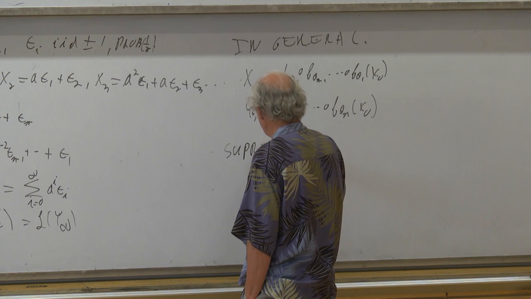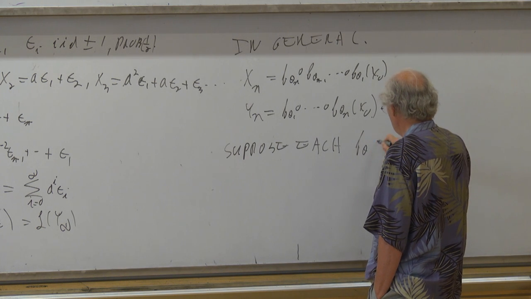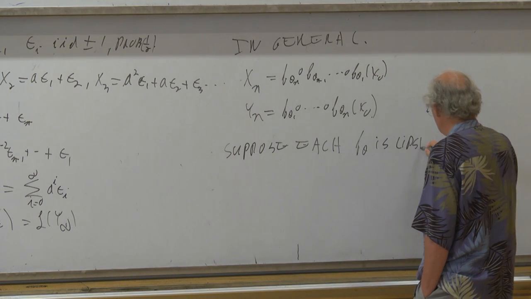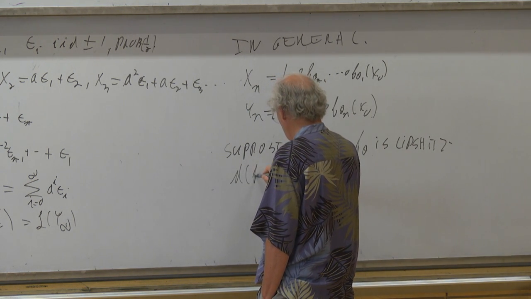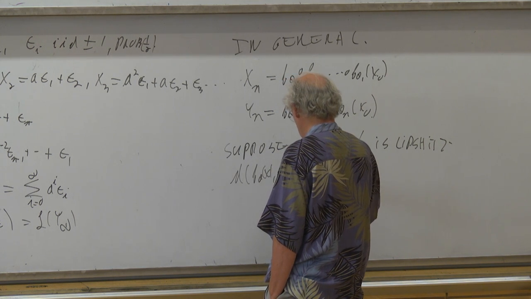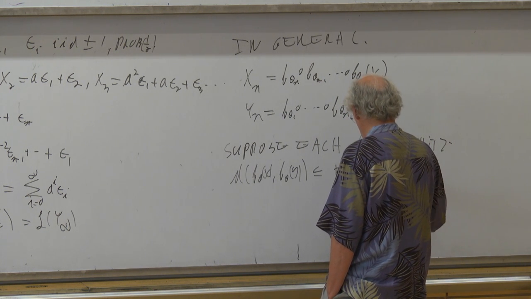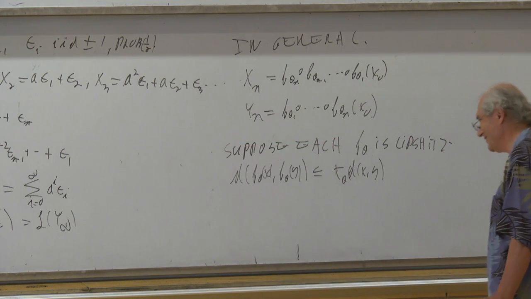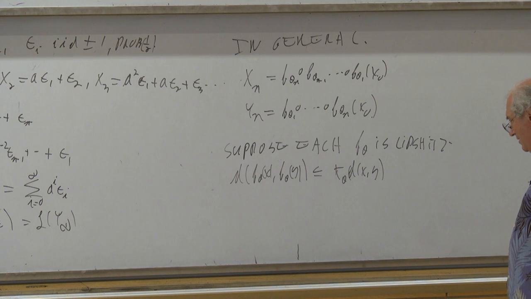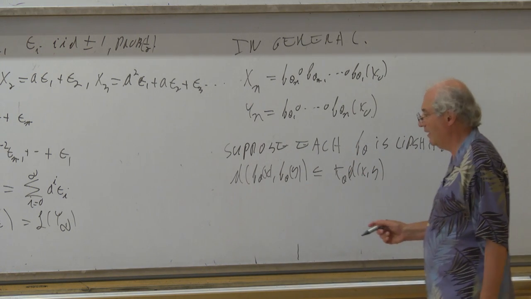Suppose each f sub theta is Lipschitz. That is, the distance between f sub theta of x and f sub theta of y is less than or equal to some Lipschitz constant k sub theta times the distance between x and y. So that'd be okay here, and it's often okay. So suppose that each f sub theta is Lipschitz, and I need to make some assumptions, but they're very mild.